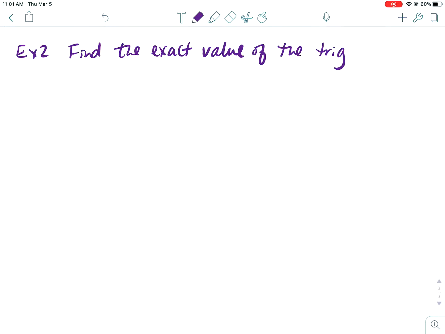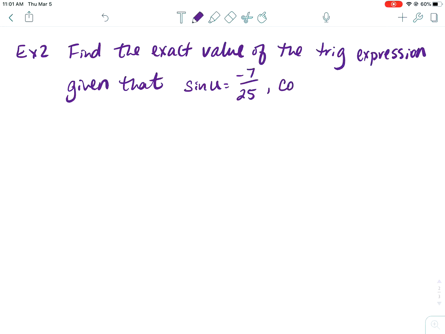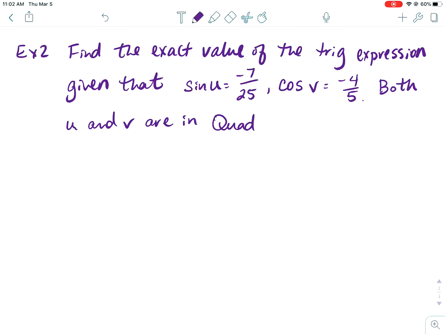of the trig expression given that sine of u equals -7/25, cosine of v is -4/5, and both u and v are in quadrant 3. Okay, so those are our directions.